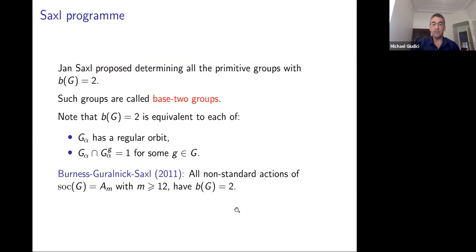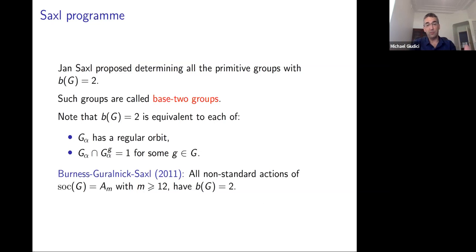And actually this turns out to be the case, right? It turns out that most primitive groups, except in standard actions, but a lot of the non-standard actions, a lot of them will have a base of size 2. Well, once you know that there's a base of size 2, the next question is, how many bases of size 2 are there? Or also, if I take 2 random points, what's the probability that those 2 random points will be a base? So there's lots of questions that you want to know.